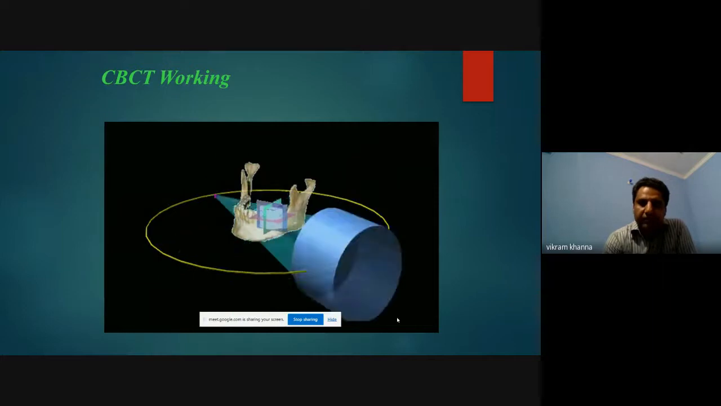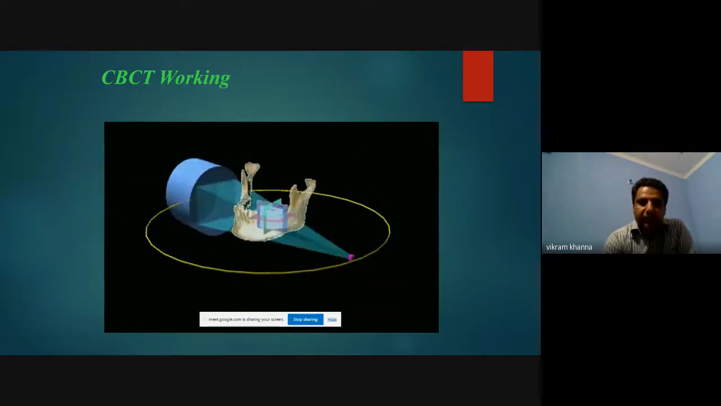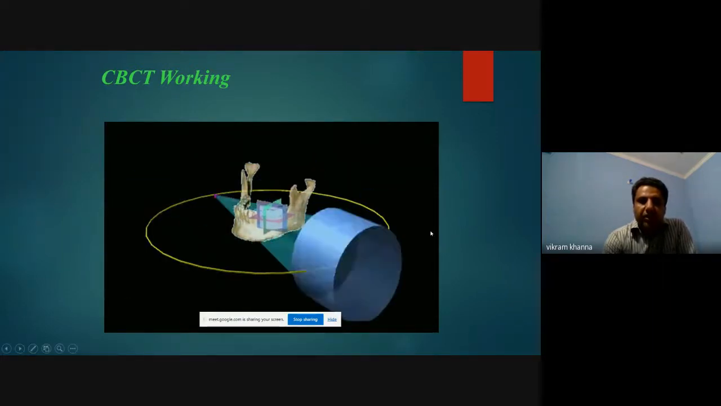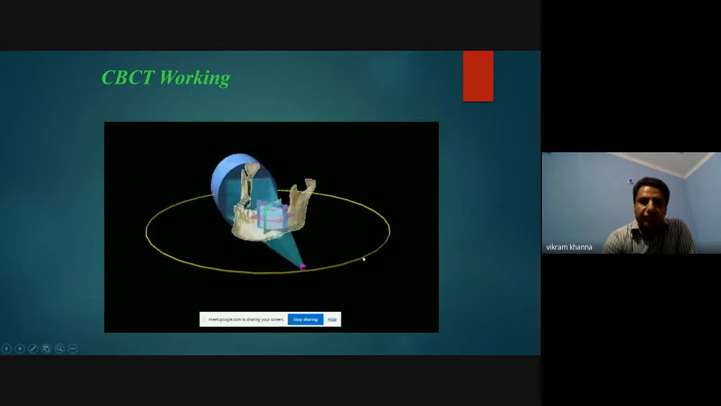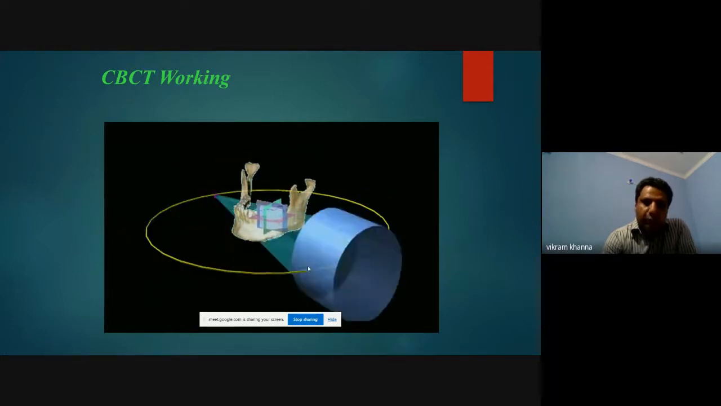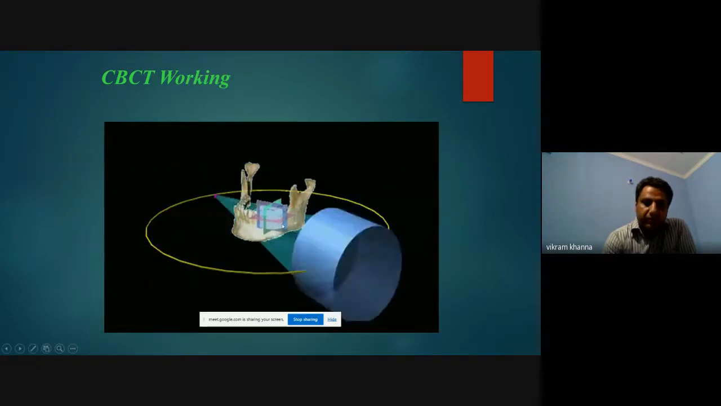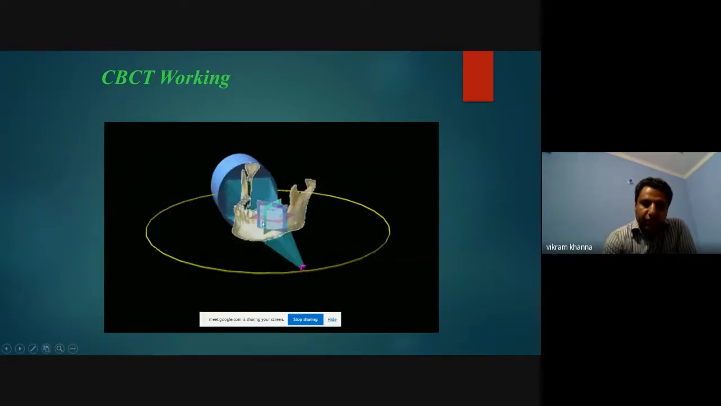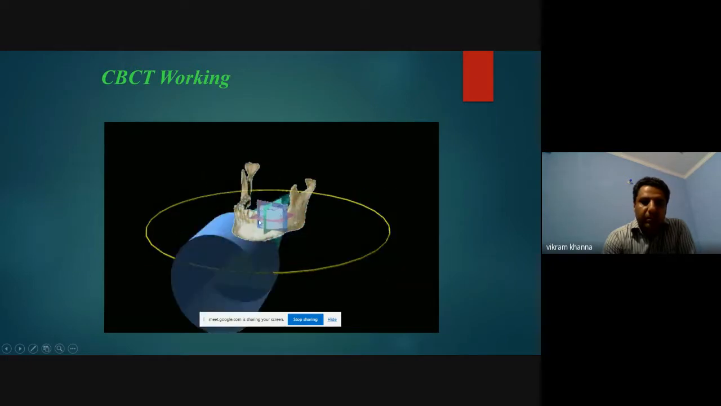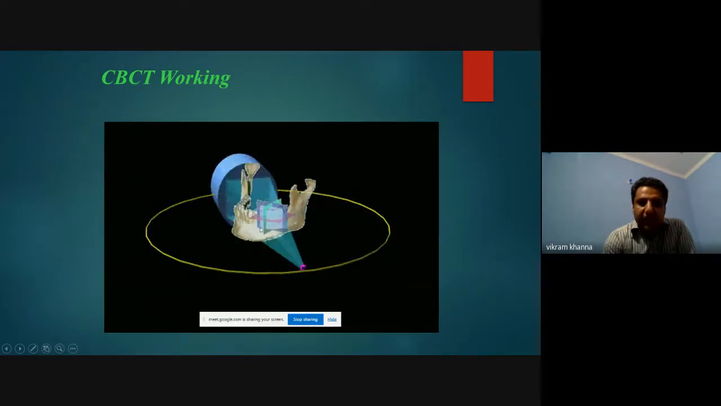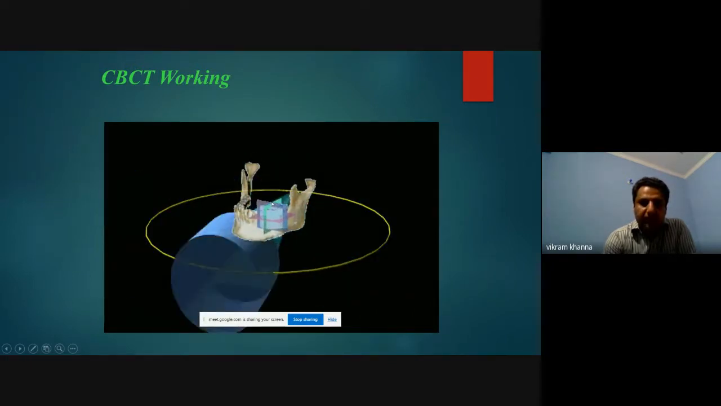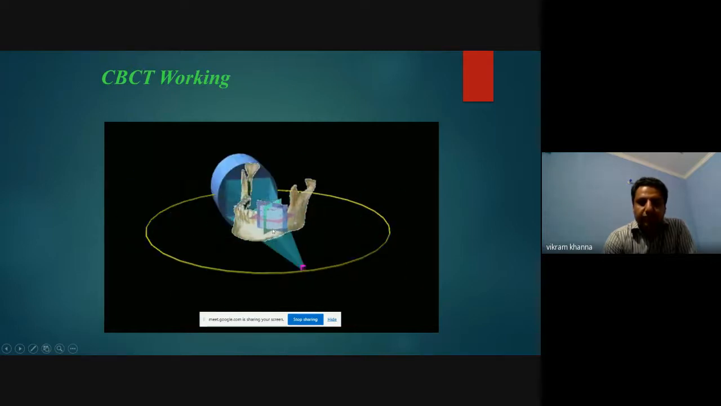So this is how a CBCT works, where the cylindrical part denotes the source, and the other part denotes the detector, and this is the volume which has been scanned. This is called FOV, meaning field of view.